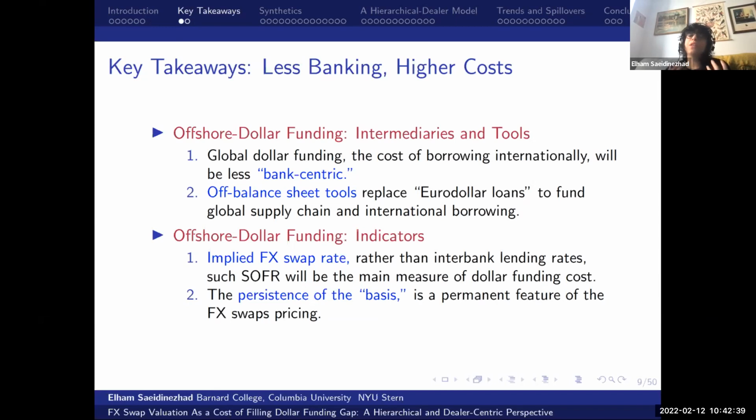When it comes to the intermediaries in this market, we have to forget about bank-centric, or bank dealers. We have to deviate from bank dealers, as most of the intermediaries are going to be prime brokerage firms.